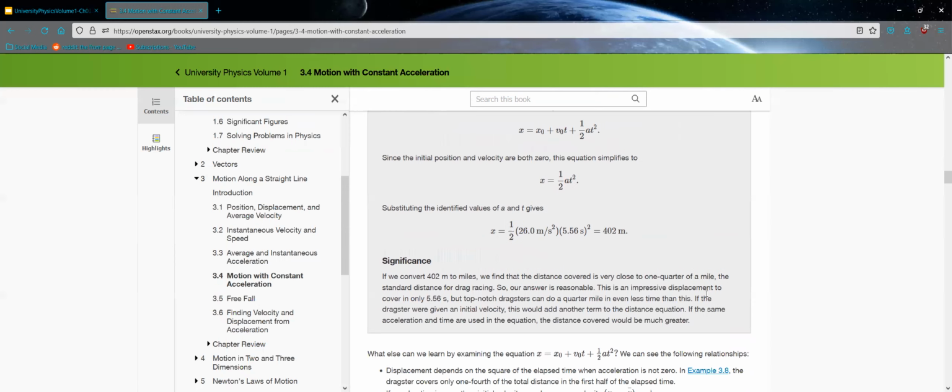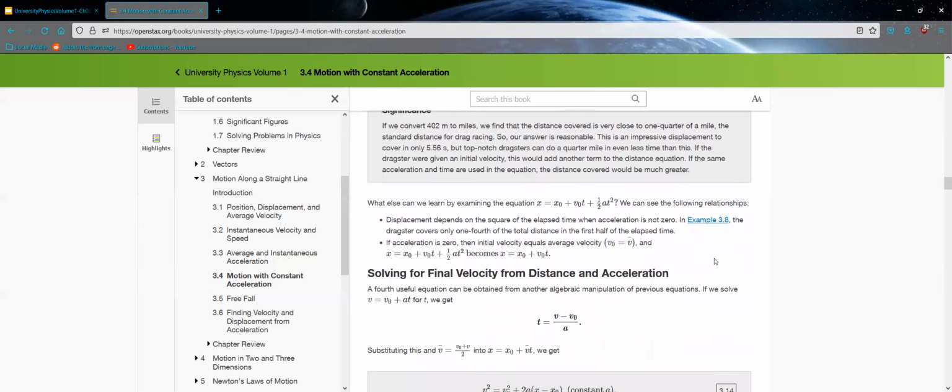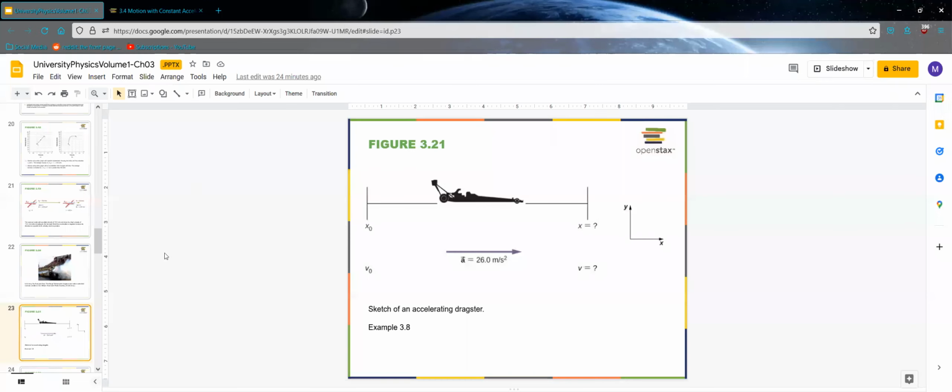The dragster covers 402 meters in 5.5 seconds. That's a lot, by the way, just so you know. We're hitting about half a kilometer, almost half a kilometer in 5 seconds. These things go pretty fast.